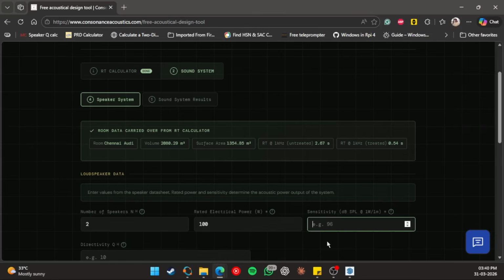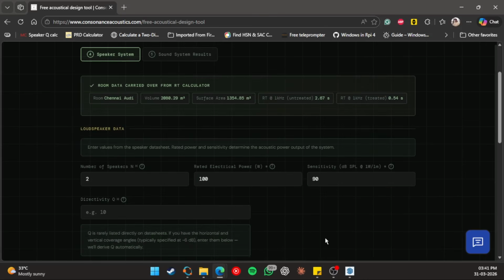A speaker with 90 dB sensitivity will be noticeably louder than one rated at 85 dB at the same amplifier power. This data is usually available in the spec sheets of the speakers. Let's assume that the efficiency is 90 dB for now. Let's check the directivity now.